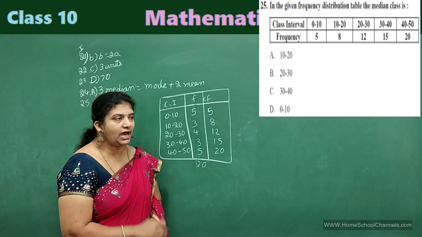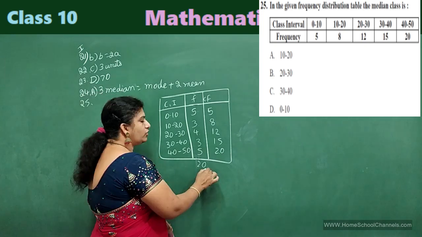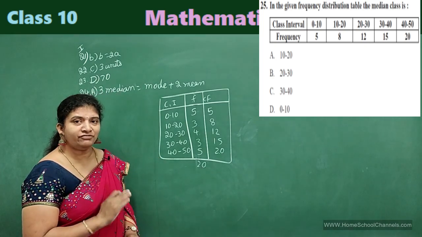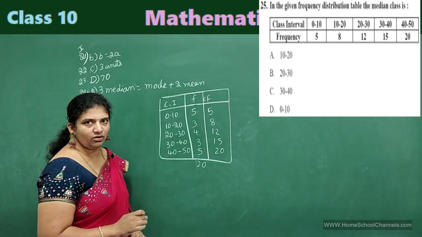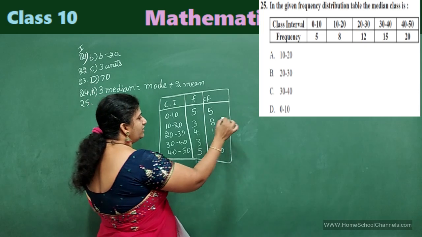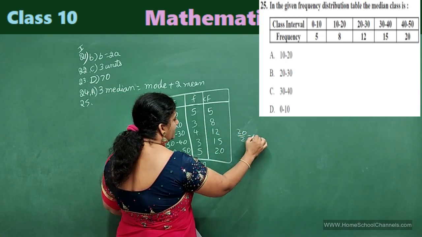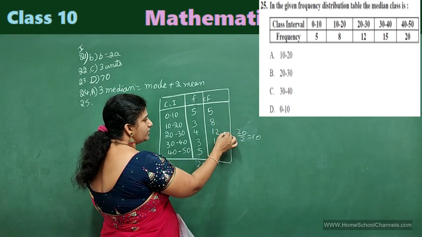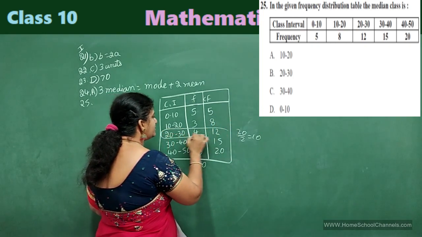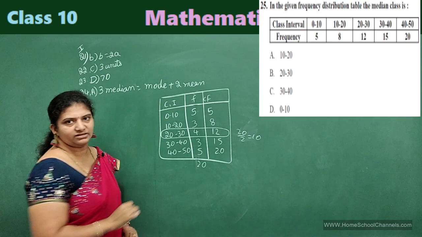So accordingly, I am solving this problem. Total frequency is 20. Half of the frequency is 10. The 10th score is in the median class. Okay, so let us see here. 20 by 2 will be 10, and the 10th score in cumulative frequency. Where is the 10th score? See here, in this is your median class.